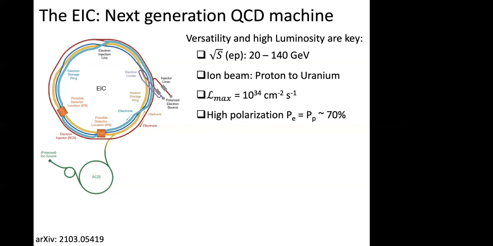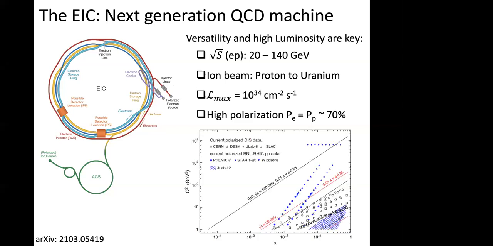For spin study, we will focus on the polarized measurement. This figure shows the current polarized DIS data and also the projected coverage region of the EIC. We can see that with the EIC's measurement, we will be able to cover the region unreached by the current data. With better data in a wider kinematic range, we will be able to better understand the nucleon structure and QCD.